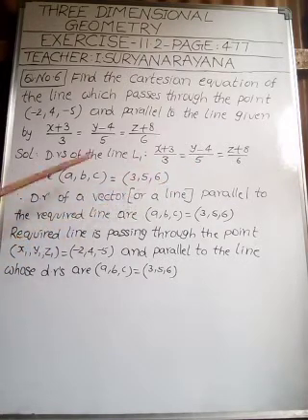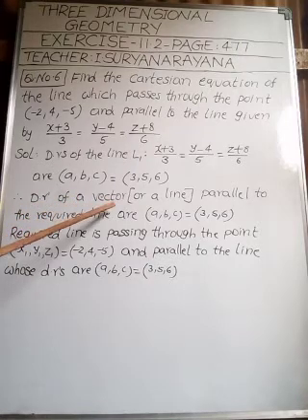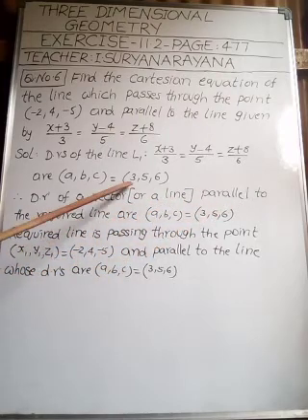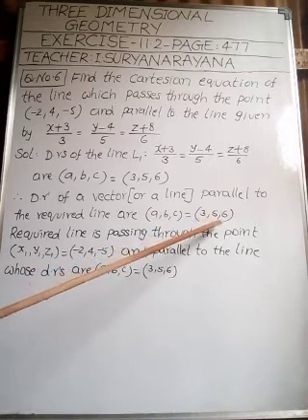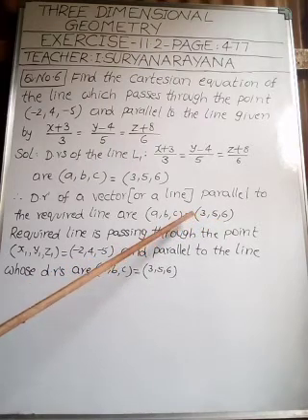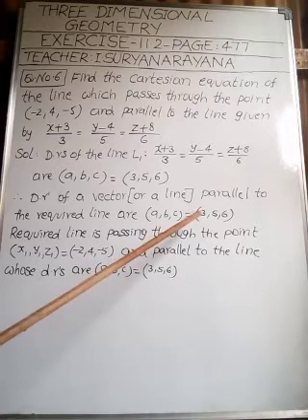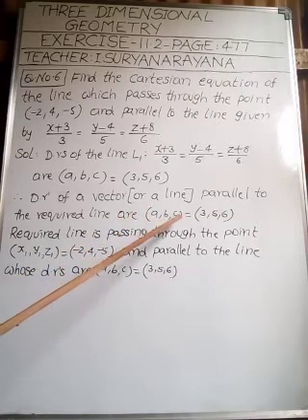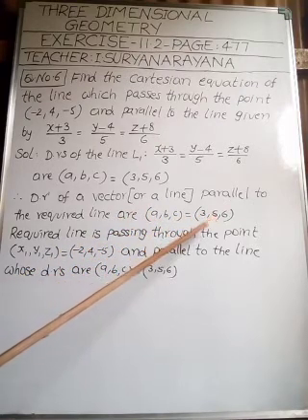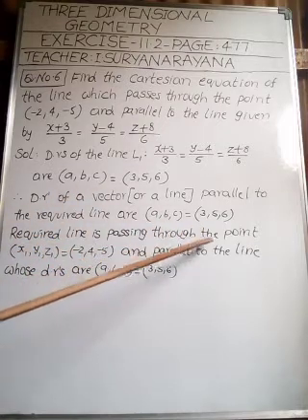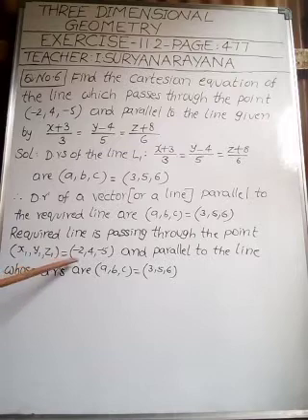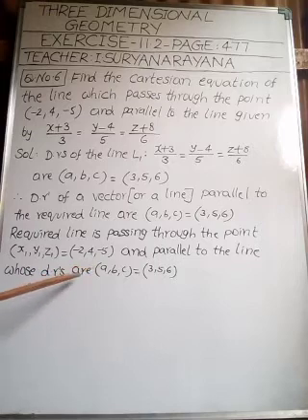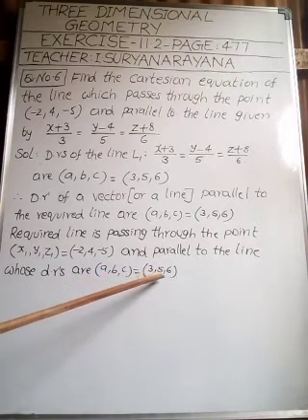Okay, my children, right? Therefore the direction ratios of a vector or direction ratios of a line parallel to the required line are these only, a, b, c: 3, 5, 6. So we got the direction ratios of a line which is having the direction ratios a, b, c: 3, 5, 6. Okay, my children. So the required line is passing through the point x1, y1, z1, that is minus 2, 4, minus 5 and parallel to the line whose direction ratios are a, b, c, that is equal to 3, 5, 6.